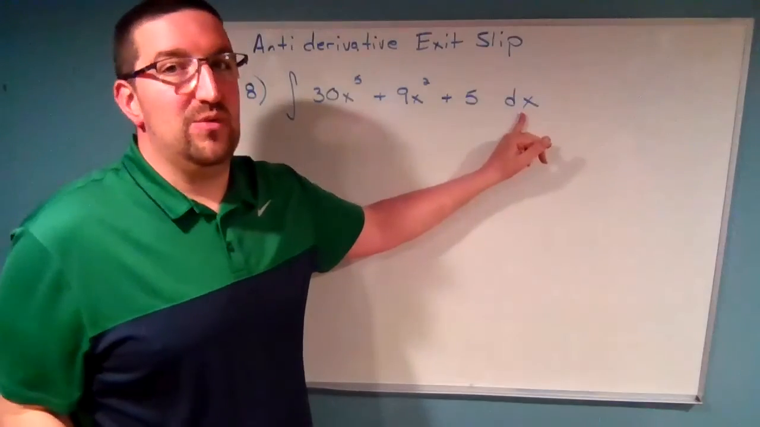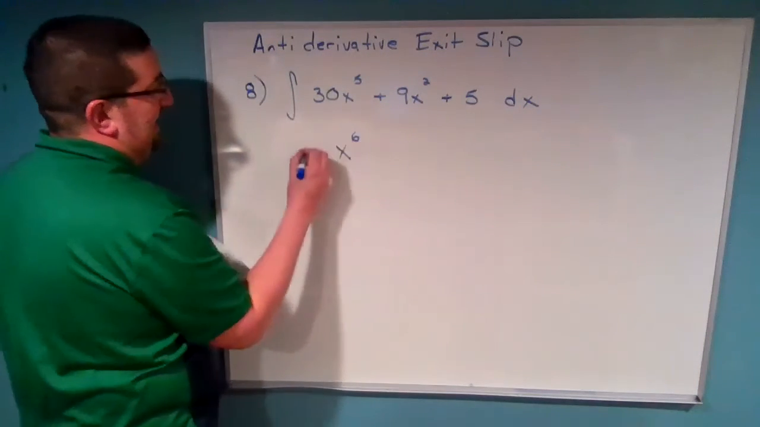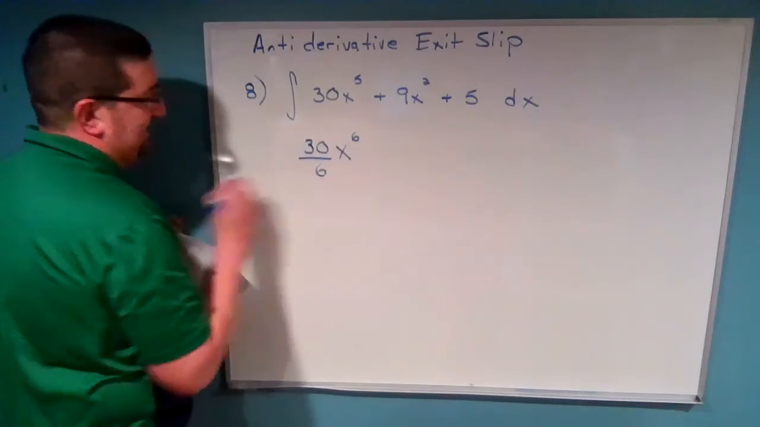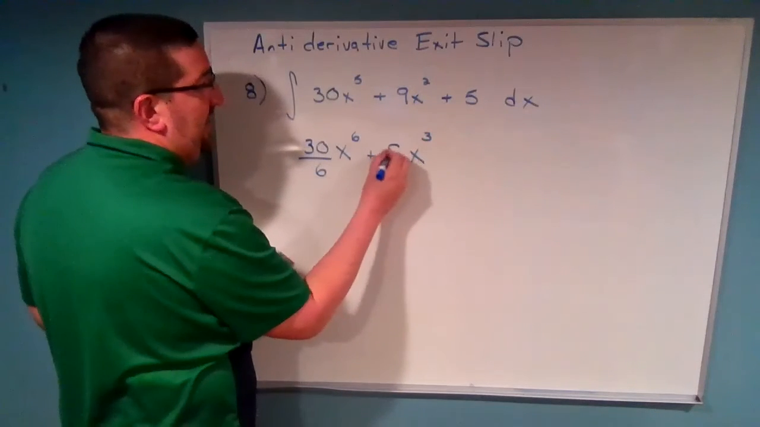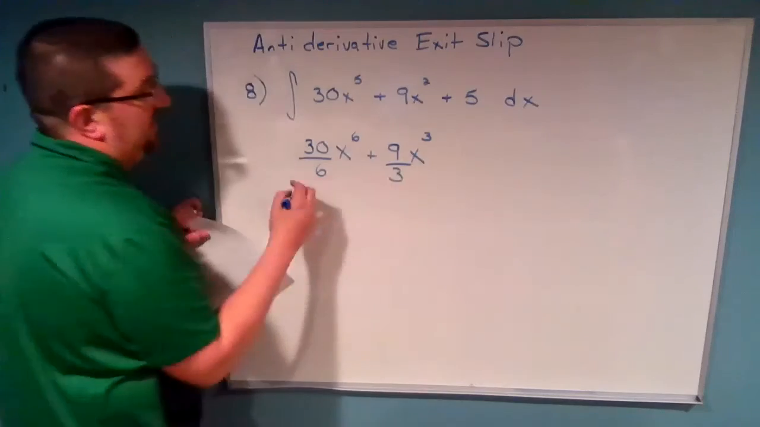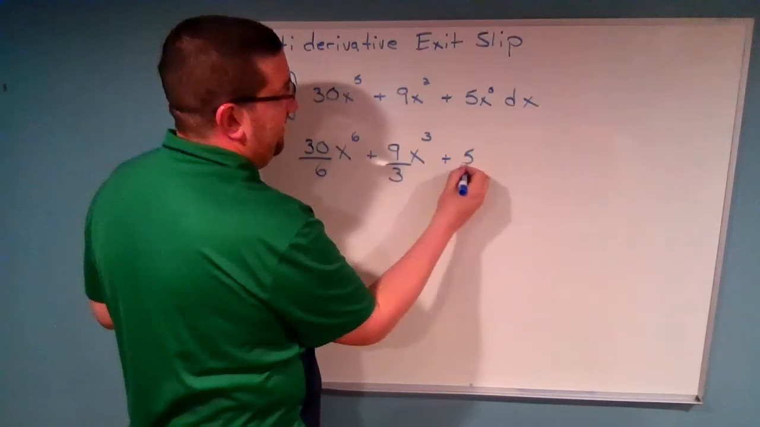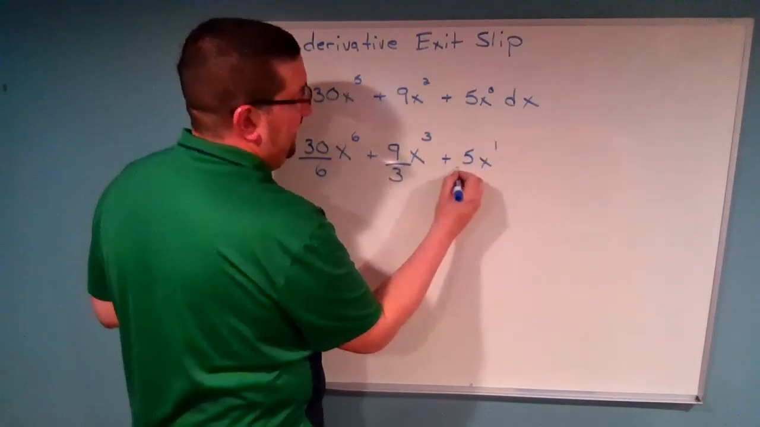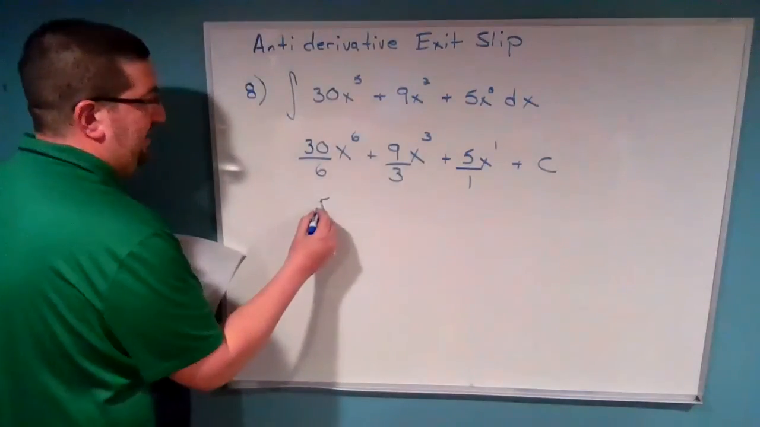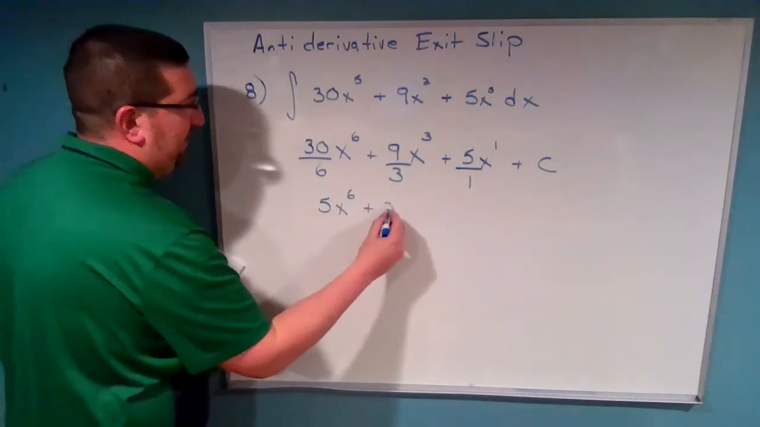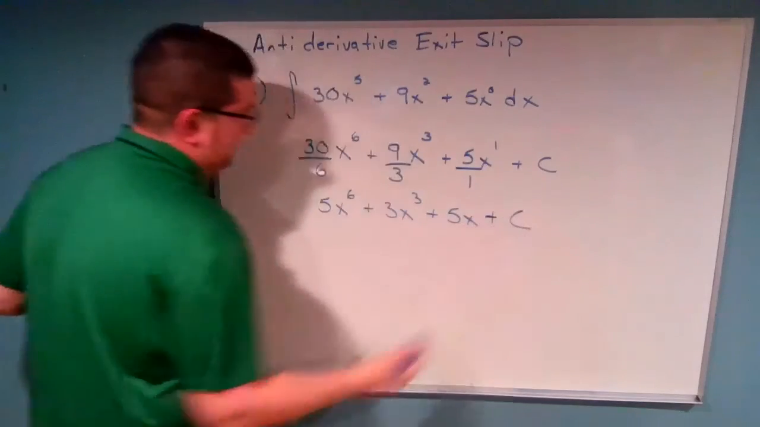We took the antiderivative of it with respect to x. So we have x to the sixth, and then 30 is going to be divided by 6. All right, plus this is going to be x to the third, and then 9 divided by 3. And then this would be x to the 0. So this would be plus 5x to the first divided by 1 plus c. Then just simplifying these, we have 5x to the sixth plus 3x to the third plus 5x plus c.